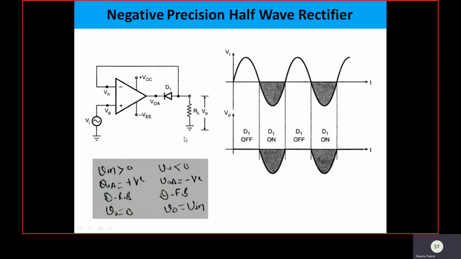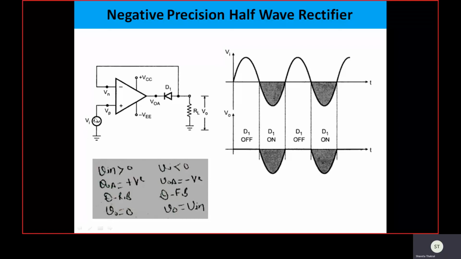So how does this circuit work? Again, the analysis is divided into two cases, the positive half cycle and the negative half cycle. So in the positive half cycle, when the V input is greater than 0, at this point we get the positive voltage, and because of the positive voltage at this point, this diode will be reverse biased. And when this diode gets reverse biased, it behaves as an open circuit and no output is obtained here. So corresponding to the positive half cycle, the diode is reverse biased and the output obtained is 0.